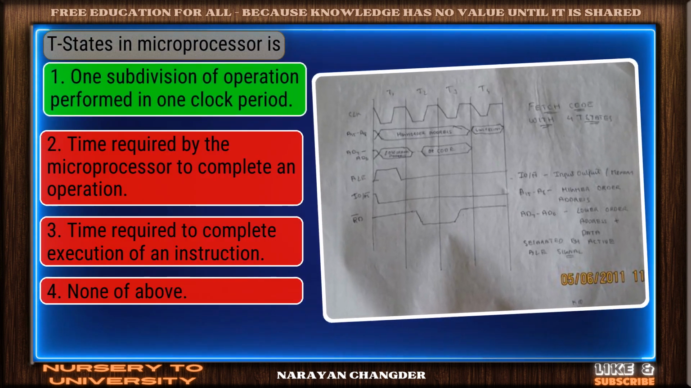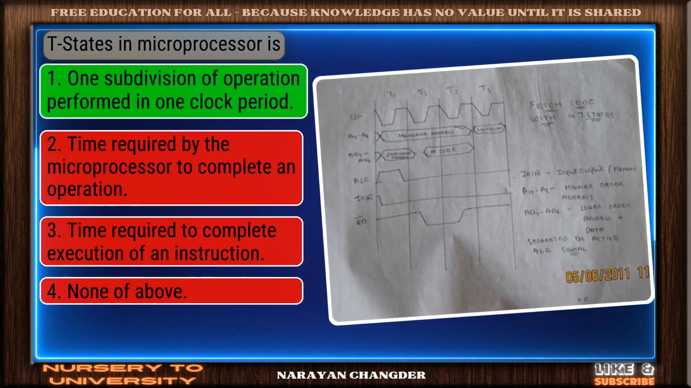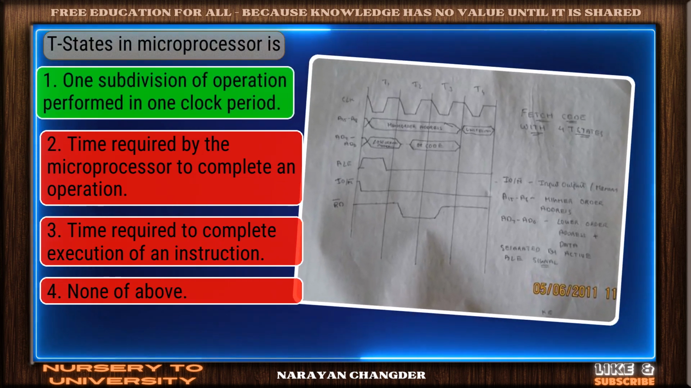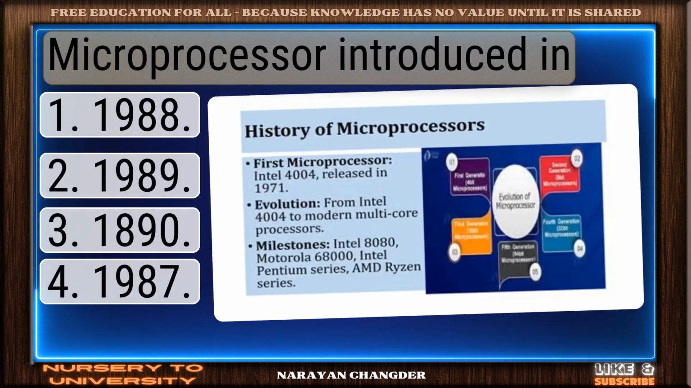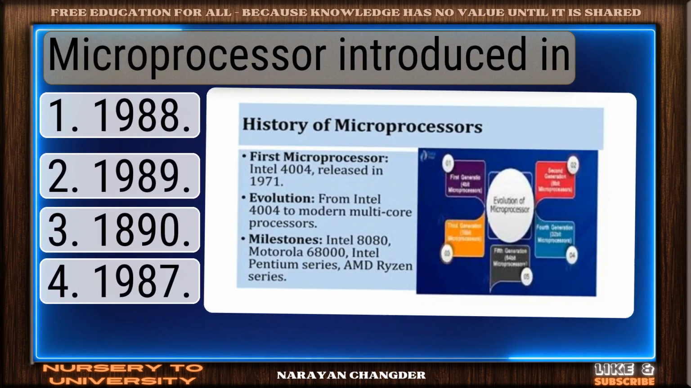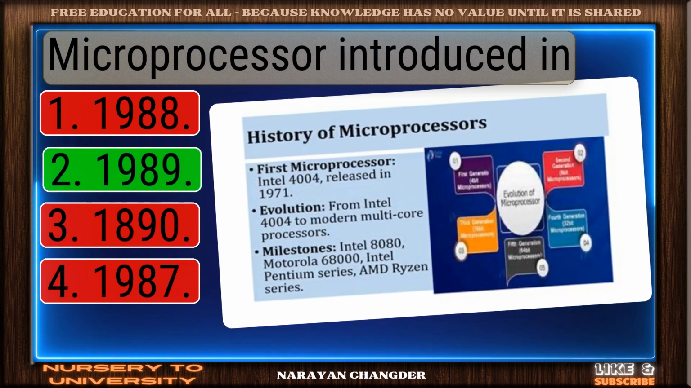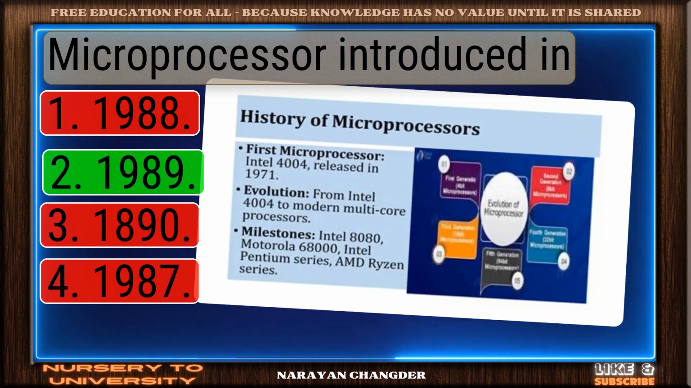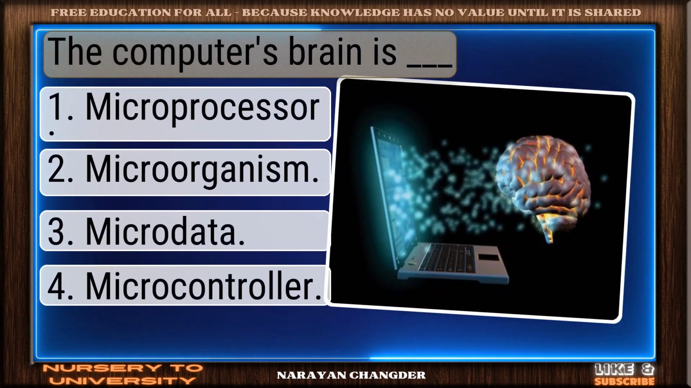Clear logic. Your choice, one subdivision of operation performed in one clock period, is sound and 100% true. Question number 73. Microprocessor introduced in? Right again. 1989 is a valid answer. Question number 74. The computer's brain is dash.